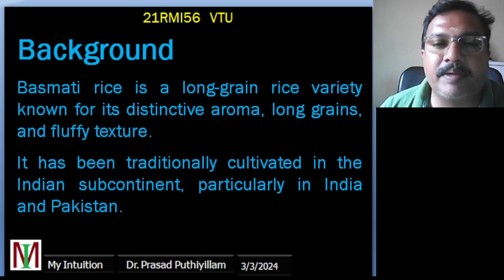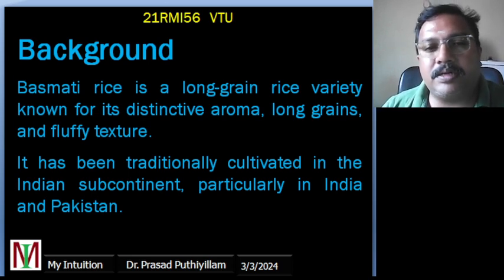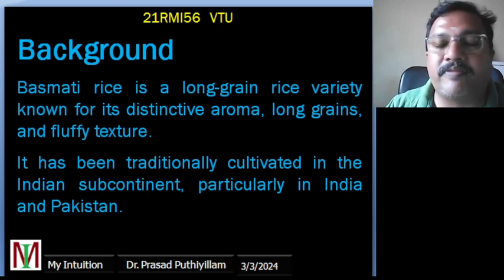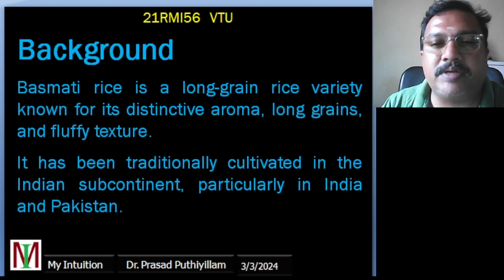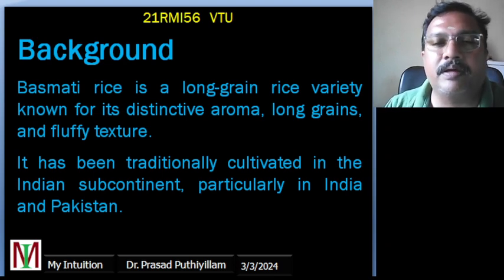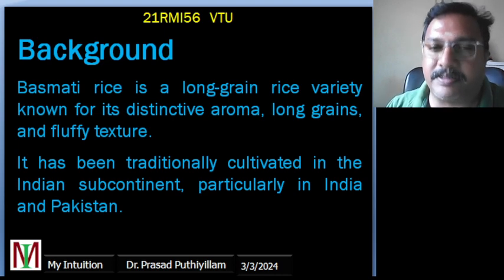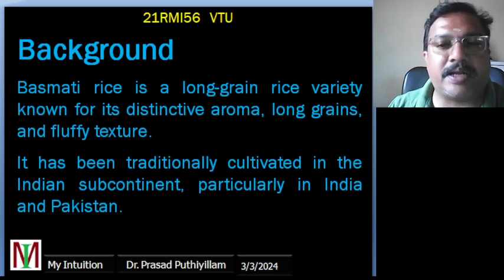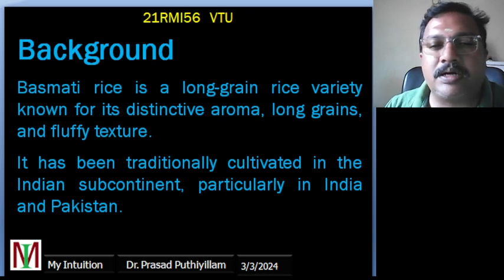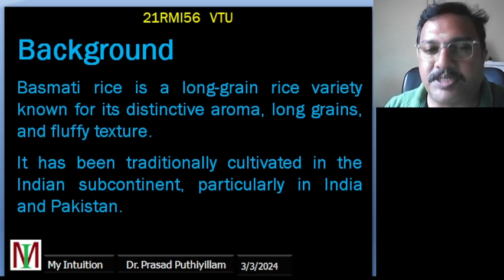Background, if we see Basmati rice, it's a long grain rice variety which is known for its distinctive aroma, the long grains, and the fluffy texture. It has been traditionally cultivated in the Indian subcontinent, particularly in India as well as in Pakistan. The traditional cultivation and use of Basmati rice dates back centuries and it holds cultural and economic significance in this region.